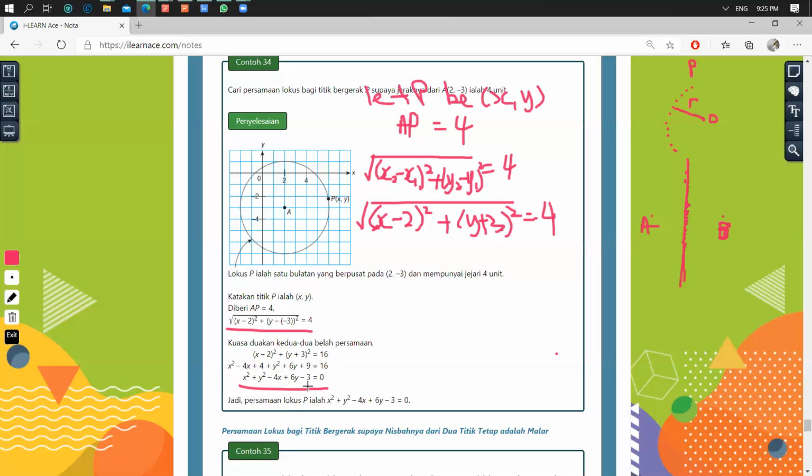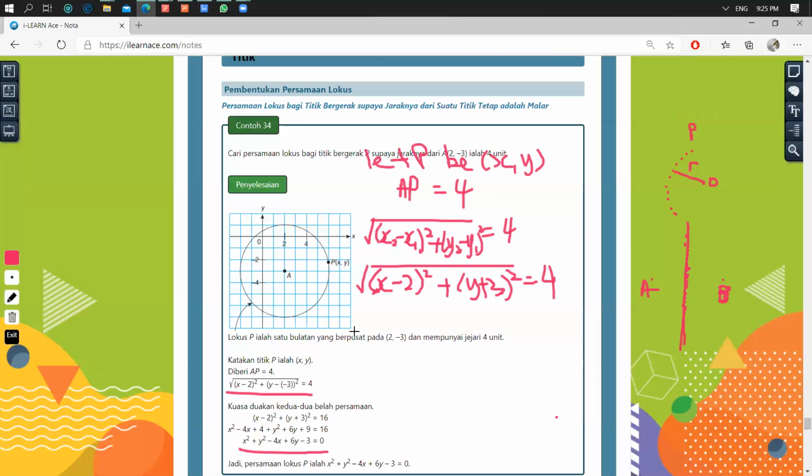So that's your equation. So give a final answer. Therefore, the equation of the loci is x squared plus y squared minus 4x plus 6y minus 3 equals 0. Okay, so that's it for this first one.